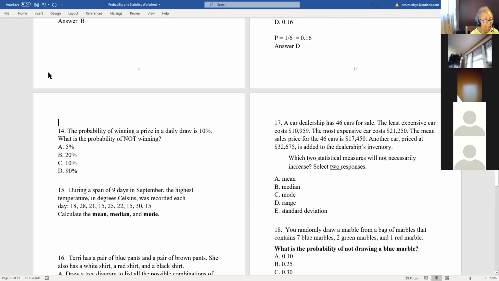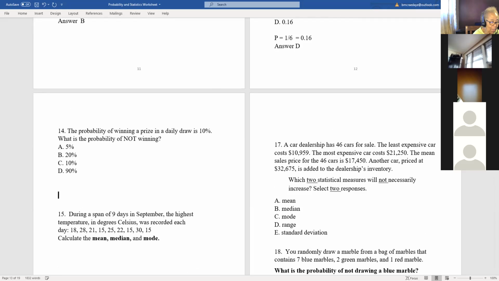The probability of winning a prize is 10%. What's the probability of not winning? No, the probability of winning is 10%, which is 10 over 100. What's the probability of losing? That's not winning.